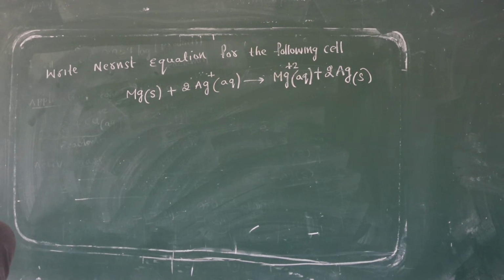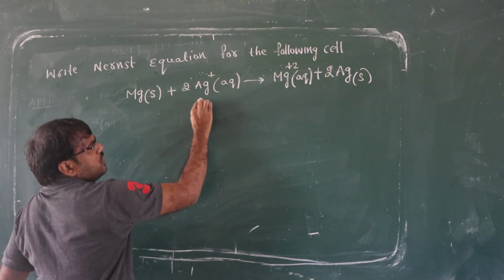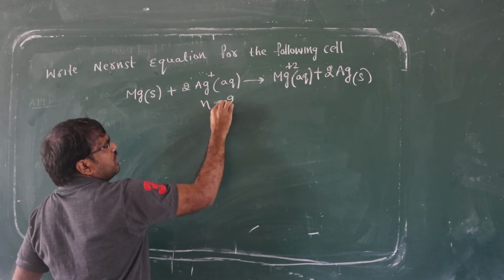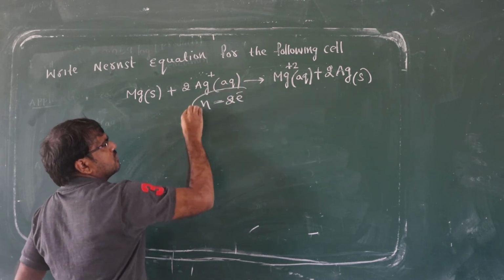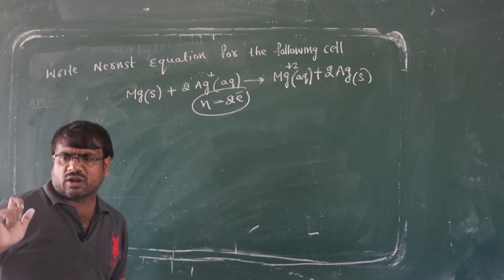Correct. Yes, very good, correct. So many members are giving the correct answer, right? Very good, correct. In this equation, n is important, how much is it? 2 electrons. n is equal to 2 electrons.